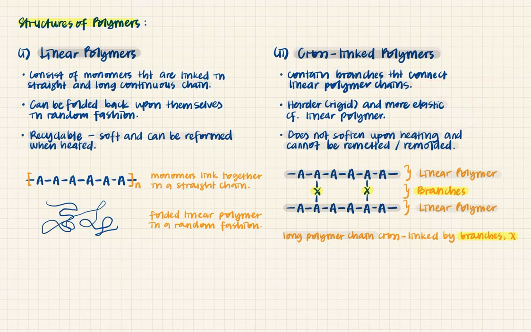Okay, so these are the harder, more rigid, more elastic type of polymer if compared to linear polymers. So they do not soften when you heat them, so they will not reform to its original shape even after heating. Okay, it does not soften upon heating, and it cannot be recycled lah. It is not recyclable macam linear polymer ni. Because of this branch, okay, dia dah jadi macam lebih complicated.